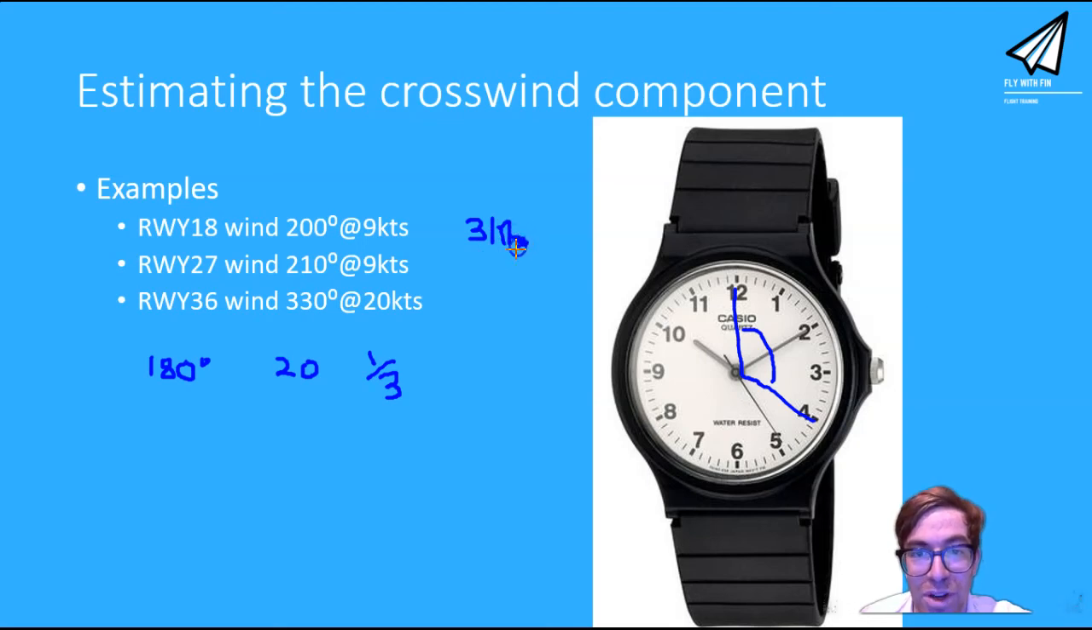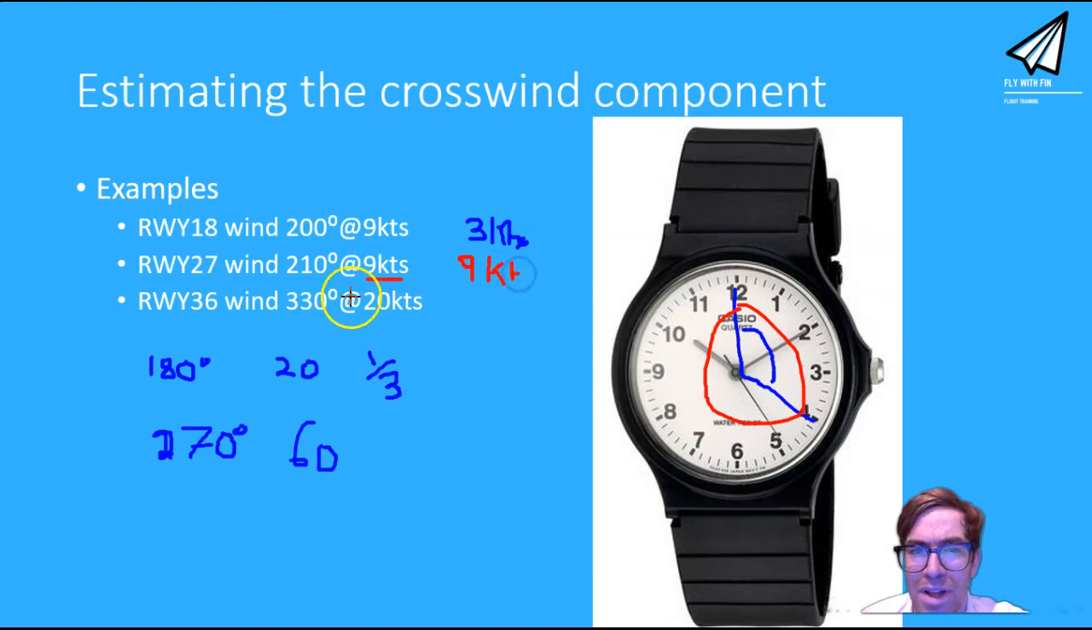Let's use another example. So let's say we're on a westerly runway 270. The wind is coming from 210 degrees. That's a really good 2 there. So I think you'd agree that's 60 degrees off. And if I look at my watch face this time, then 60 degrees is, well, it's all the watch face, isn't it? We said before. So all of this 9 knots is crosswind. So I know that the crosswind in this takeoff or landing is 9 knots.